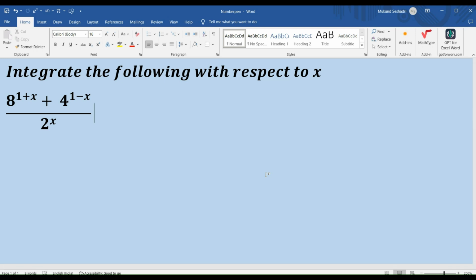So there we have the problem on the screen. Integrate the following with respect to x. We have 8 to the power 1 plus x plus 4 to the power 1 minus x, the whole divided by 2 to the power x, right?